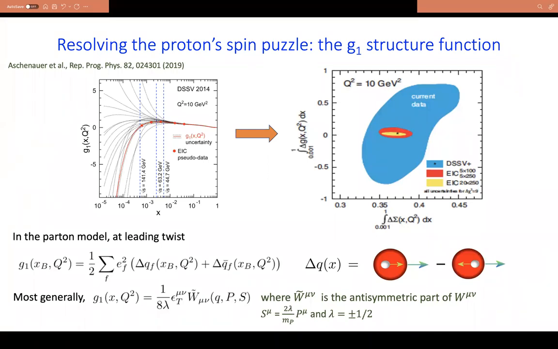So W mu nu, the stress tensor. Sorry? W mu nu, the stress tensor. So W mu nu, no. I'll come to that in one of the next slides. That's the antisymmetric part of the current correlator. And that's why I said it's not the stress tensor, it's the current correlator that we're really sensitive to, which tells you something about this object that you measure in experiments. And so most generally, this G1 is this transverse projection in terms of these Levi-Civita tensors on the antisymmetric part of the current correlator.